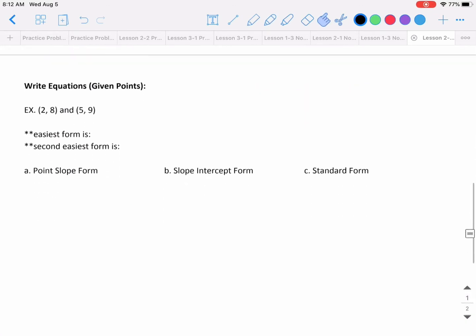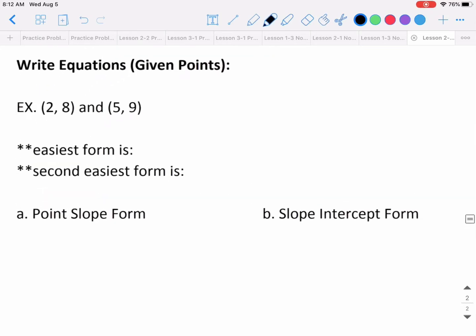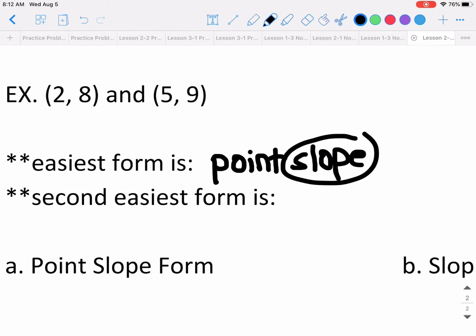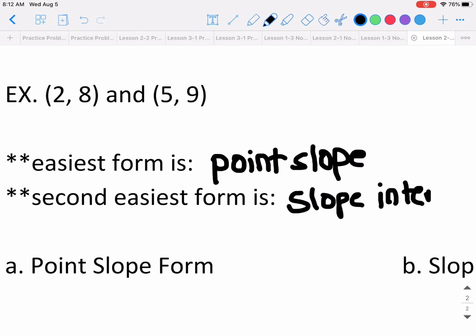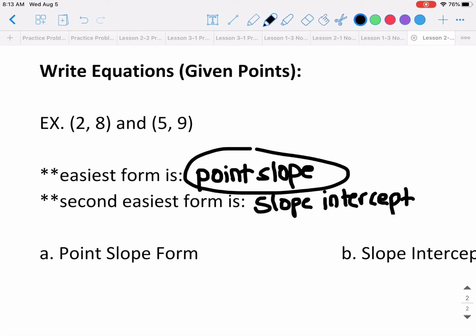All right, on the next page, you should be able to write equations given 2 points. So when you are given 2 points, the easiest form for you to use is point slope form. That's the easiest form for you to use. All you have to find is what the slope is. You already have a point. The second easiest form to use is slope intercept.